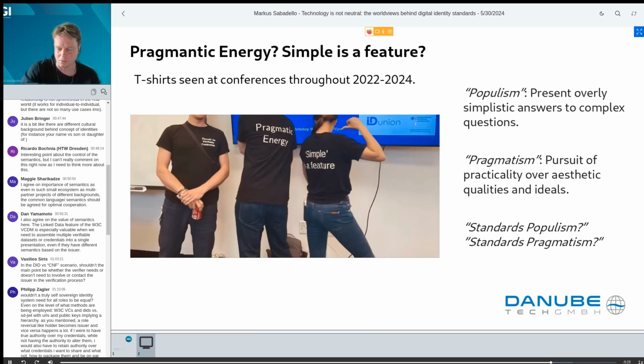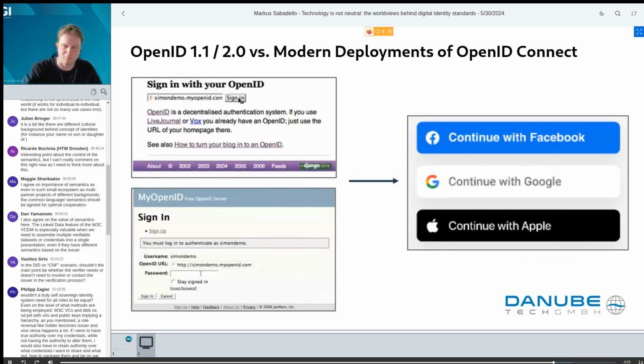And I know this is controversial, and a little bit provocative, to come up with this concept of standards populism: standards that present overly simplistic answers at the expense of things that may matter at some point. Somehow this reminds me, going back to my very first slide, of what we've seen in the evolution of the OpenID protocol and the OpenID standards, where we started with a very idealistic user-centric model where anyone can bring their own identity to log in to websites. And then we ended up with login with Facebook, login with Google.